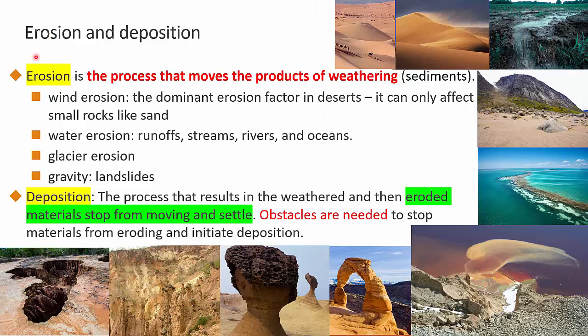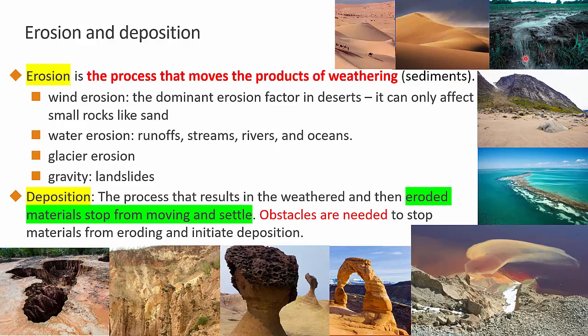Let's talk about erosion and deposition. Erosion is the process that moves the products of weathering. It's basically the dust, clay, and small rocks that were produced by weathering. The process of moving them is what's called erosion. And when they are being moved, these pieces of rock are called sediments.